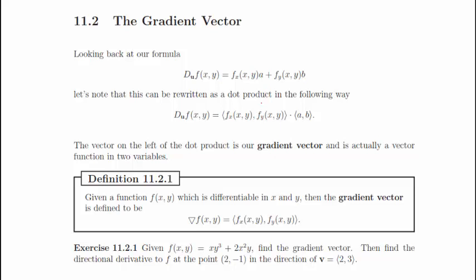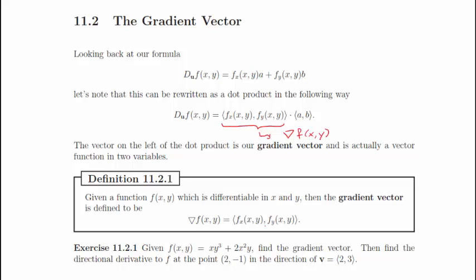We could actually factor this as a dot product. So we could write that the directional derivative in the direction of u of f of x comma y equals the vector f sub x of x comma y, f sub y of x comma y, dotted with the vector a comma b. This vector on the left, we call our gradient vector, and we notate it. The gradient is an upside down triangle of f of x comma y.